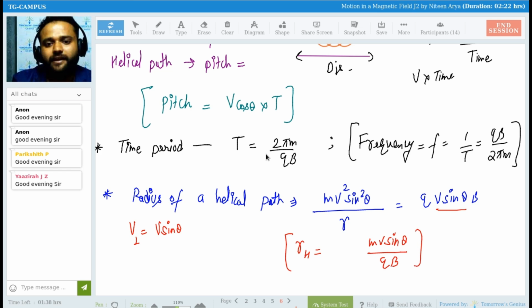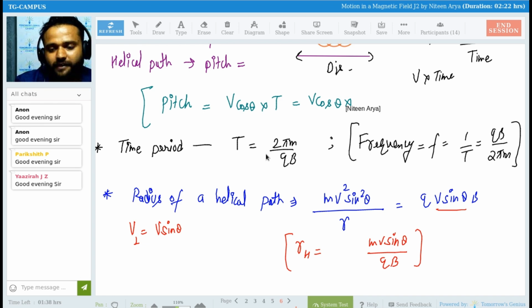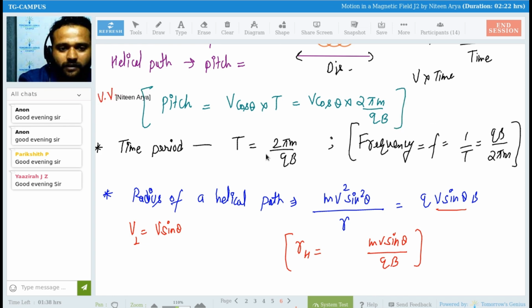And if I'm going to put the formula and find the pitch, just directly using from here, pitch is nothing but v cos theta into the time period, which is 2 pi m upon qB. So these two relations are very, very important.